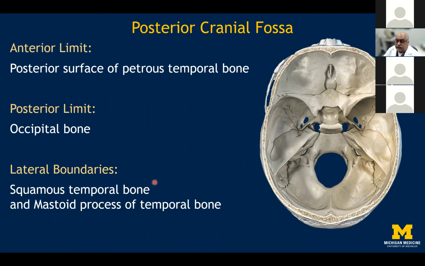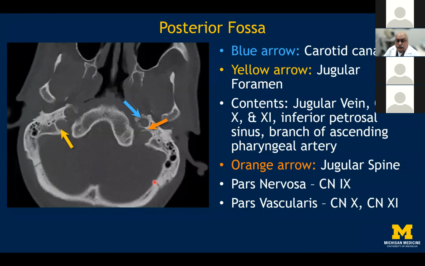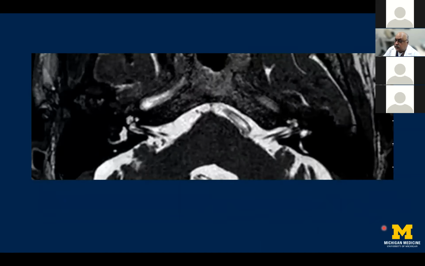For the posterior cranial fossa, I shall skip over it because there are several common structures that occur here. For the sake of brevity, just revise over the carotid canal and the jugular foramen, and know that the jugular foramen has two components: the pars nervosa, which has only one nerve, and the pars vascularis, which has two nerves and the jugular bulb. In the pars nervosa, we have the 9th cranial nerve, and with the pars vascularis, we have the 10th and 11th cranial nerves.